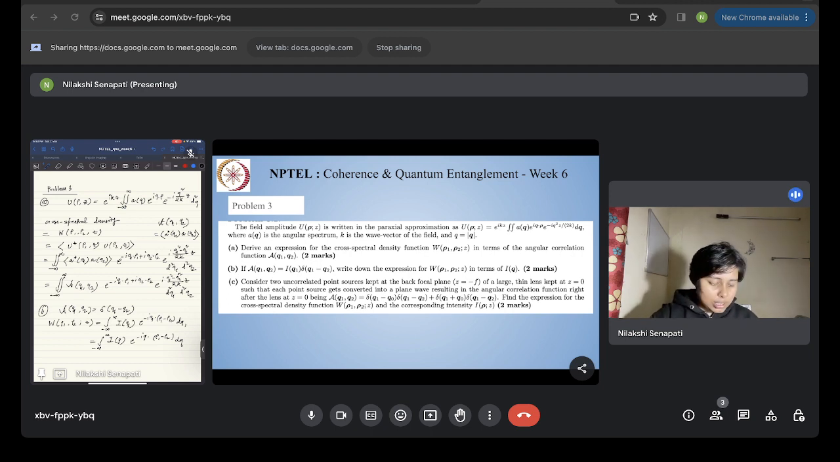This Dirac delta function means it is nonzero only at the same point, otherwise it is zero. Because the Dirac delta function is involved, the integral contributes only when q1 equals q2, and therefore the cross-spectral density function ends up being independent of the propagation distance z, which we can see here.